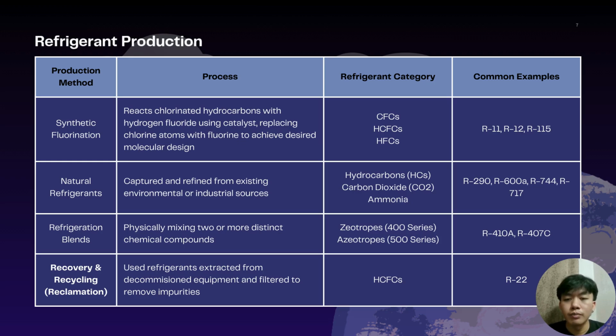The process is physically mixing two or more distinct chemical compounds. The refrigerant categories are zeotropes, the 400 series, and azeotropes, the 500 series. The common examples are R410A and R407C. And lastly, the production method for recovery and recycling. It basically uses refrigerants extracted from decommissioned equipment and filtered to remove impurities. The category of these refrigerants is HCFCs, and the common example is R22.